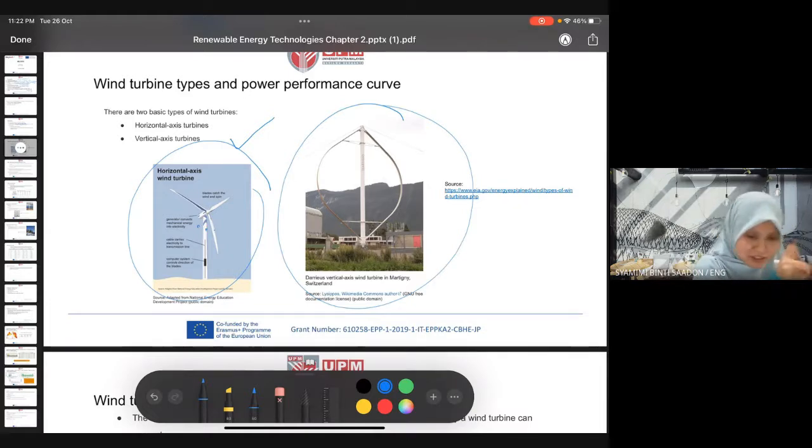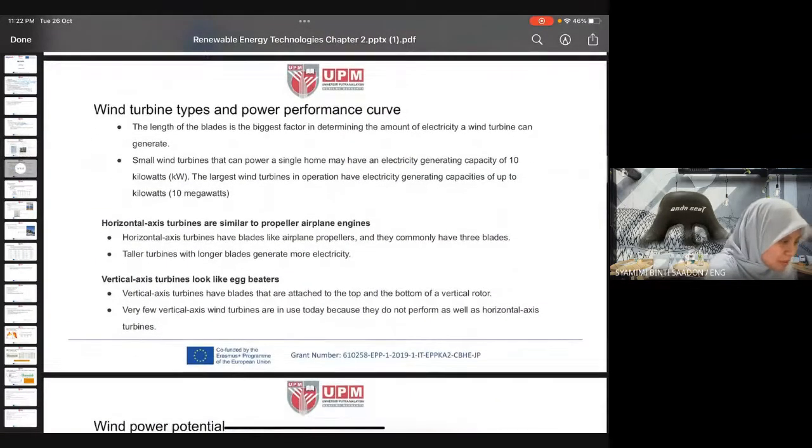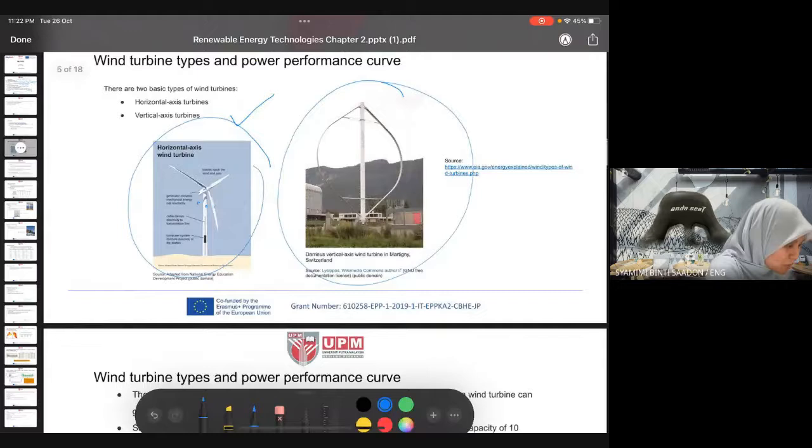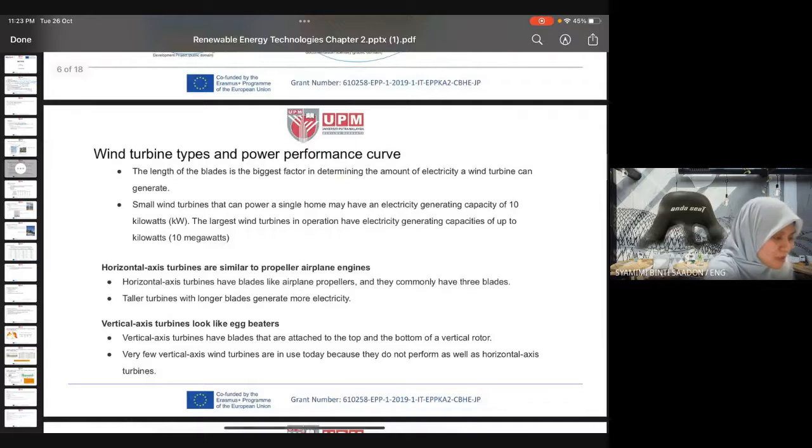Especially in Europe. But the second one, I have never seen it before in real life, I'm not sure. I think I've never seen it, but it exists in Switzerland. This one, the vertical axis turbine. So, this is what we call blades. The horizontal axis normally has three blades, and the length of the blades is the biggest factor.